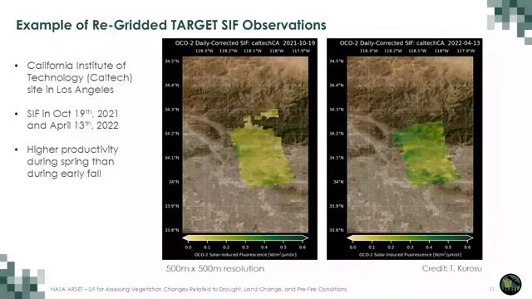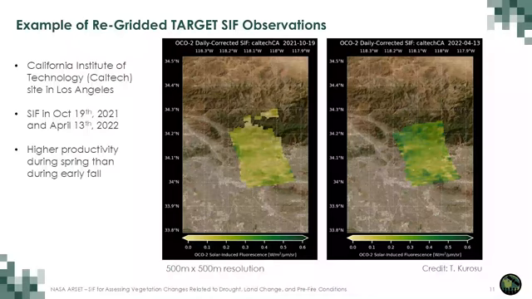And this example shows regridded target SIF observations. During target mode, the different footprints have very large overlaps. So we can take advantage of this feature and regrid the target mode observation to a much higher spatial resolution than the original footprint size. This regridded product is at 500 by 500 meter resolution instead of the original 1.3 by 2.3 kilometer resolution.